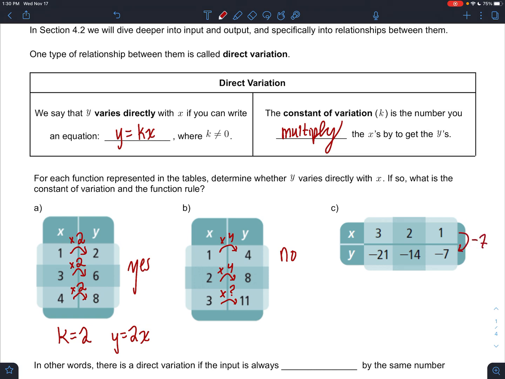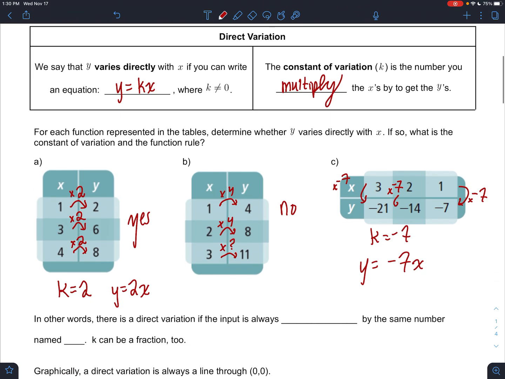Even though this is sideways here, we still multiply by the same number, -7, every time. So you can probably guess that that means that k, the number we multiply by, is -7. And of course that means that our equation is kx, so -7x. All right? So in other words, this direct variation exists if the input is always multiplied, so I'm saying that again, multiplied by the same number named k. And nothing's stopping k from being a fraction either. That is a direct variation.